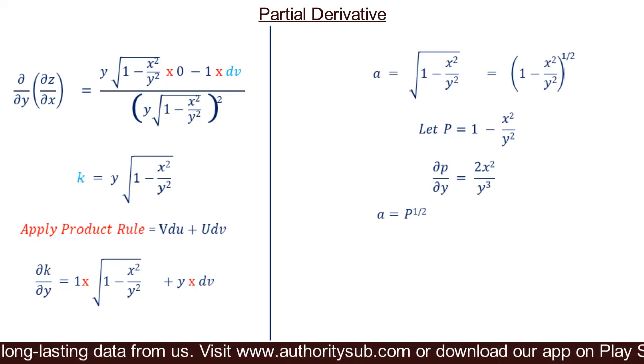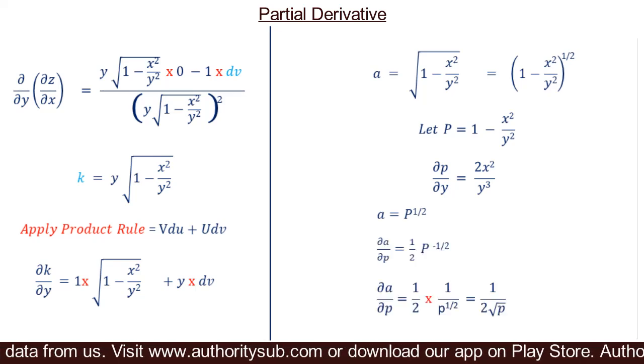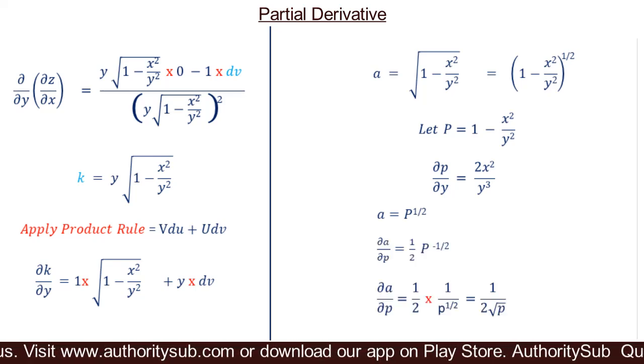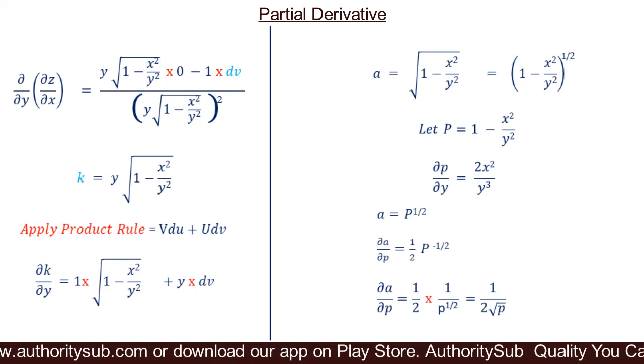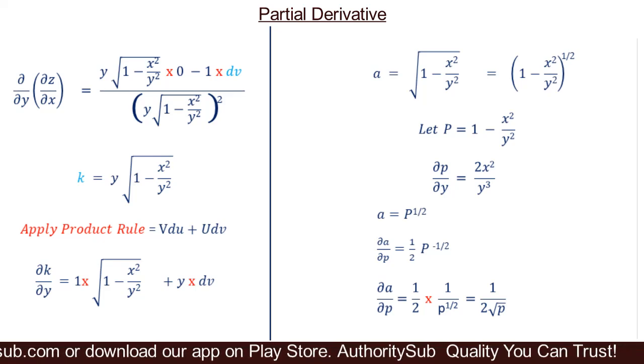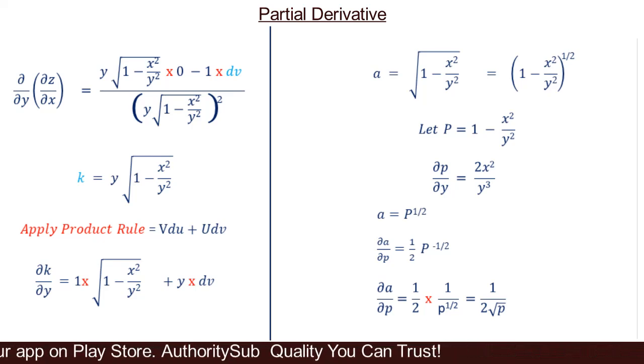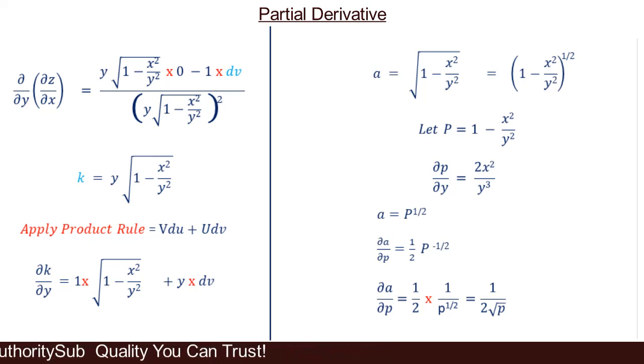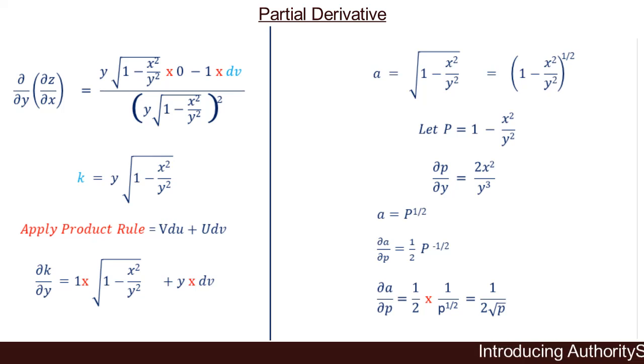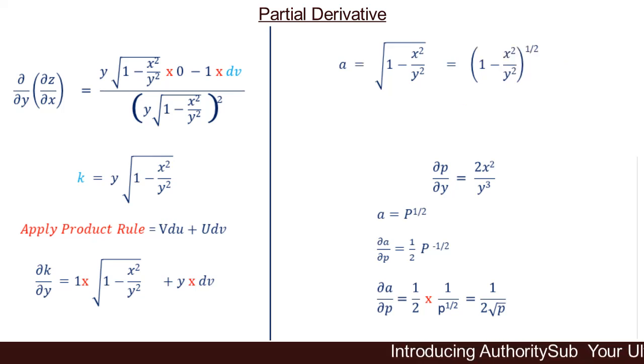Differentiating a with respect to p partially, we are going to have partial a all over partial p is equal to 1 all over 2 multiplied by p raised to the power of minus 1 all over 2. So when we simplify this, we're going to have 1 all over 2 multiplied by 1 all over p raised to the power of 1 all over 2. This raised to the power of 1 all over 2 is the same thing as saying root. So here we have that the partial a all over the partial p is equal to 1 all over 2 root p. Are we together? Yes. The partial a all over partial p is equal to 1 all over 2 root p.